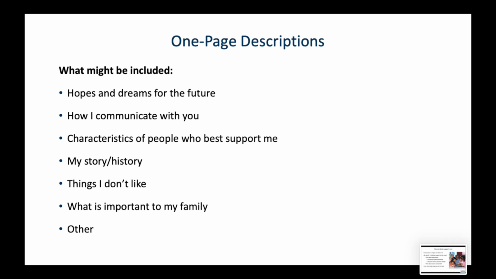There might be other sections in a one-page description that could be important to a student or a youth. Other sections that could be included could be things about hopes and dreams for the future. How do you best communicate? Or how do you best understand communication? Maybe their story, things they like, things they don't like, what's important to their family, or those characteristics of people that support them the best. This section's really open to what makes sense for that student, for that youth to add to.